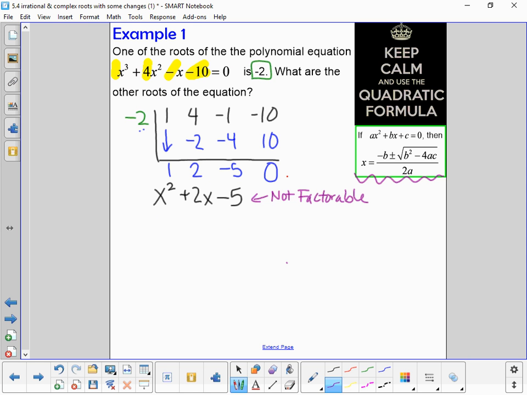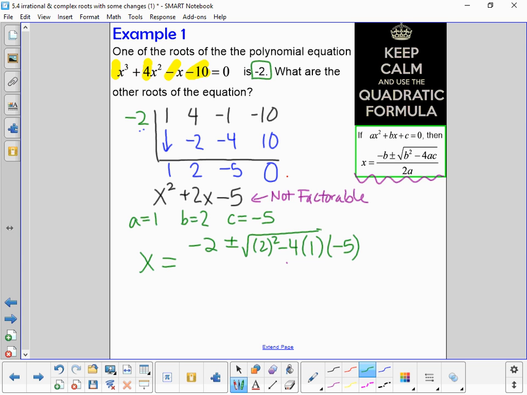So we identify what our a, b, and c values are. In this case, our a would be 1, our b is 2, and our c is -5. And so if we put those values into our formula, we get x equals -2 plus or minus the square root of 2 squared minus 4 times a times c, and that is all divided by 2 times a.